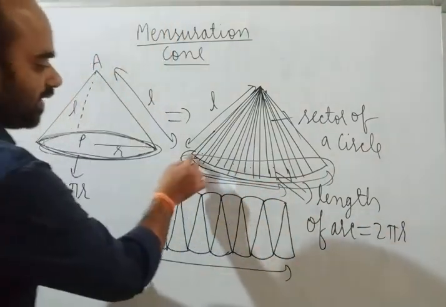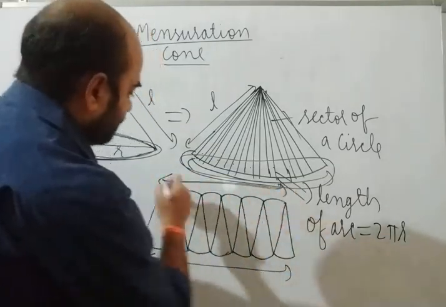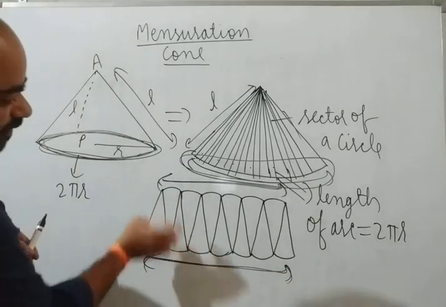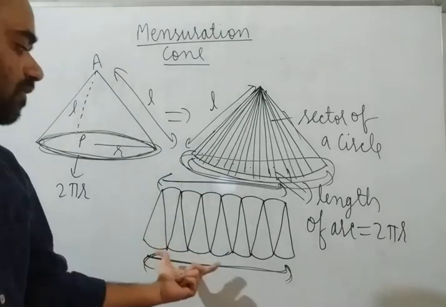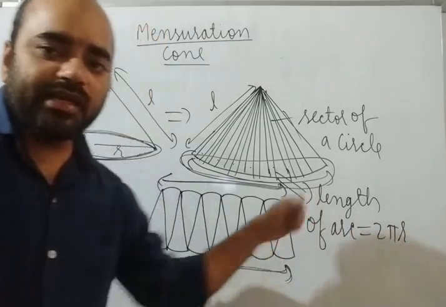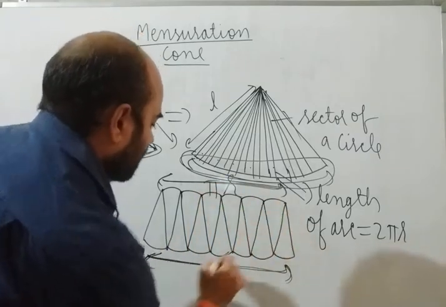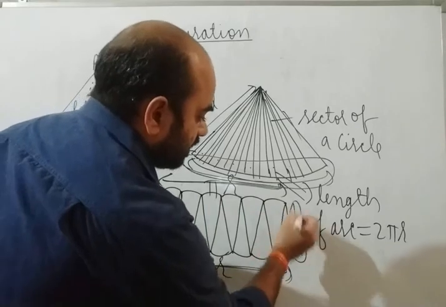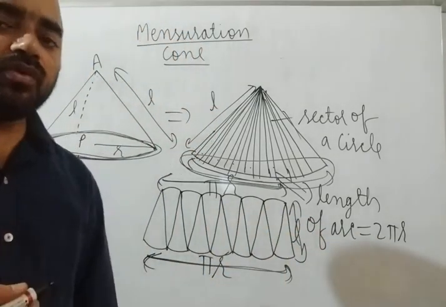But we have divided this length into two parts. See, this part plus this part. Why? We are arranging in opposite manner. It means we have divided this 2 pi r into equal lengths. It means this is also pi r and this is also pi r. And this is slant height L. You can verify by your own.